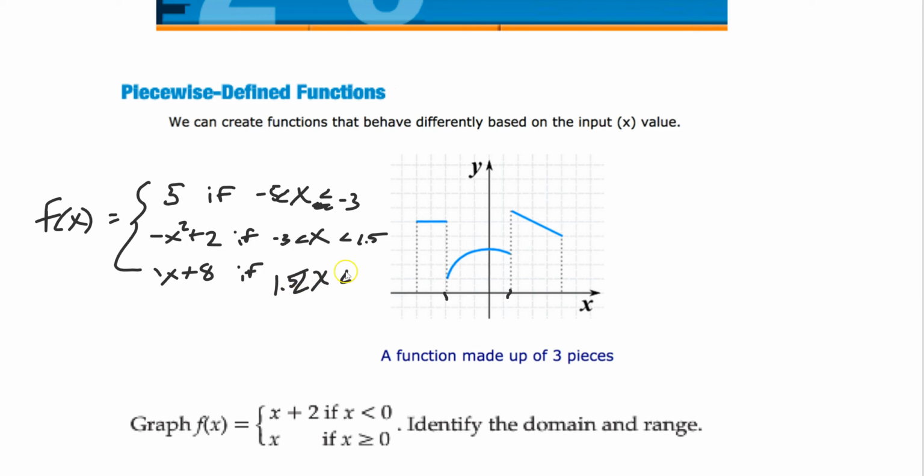1.5 and 5-ish. So you can look at it and go, okay, I'm 5 from right there. I'm -x² plus 2 from right here. And I'm this equation from right there. That's what a piecewise function looks like.